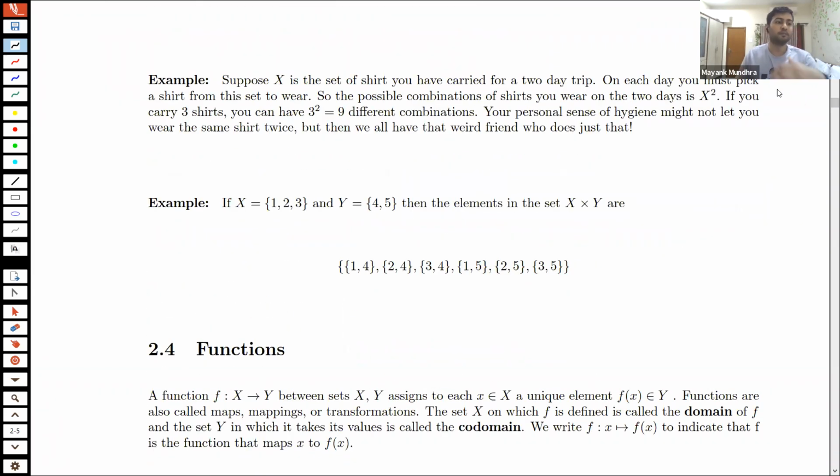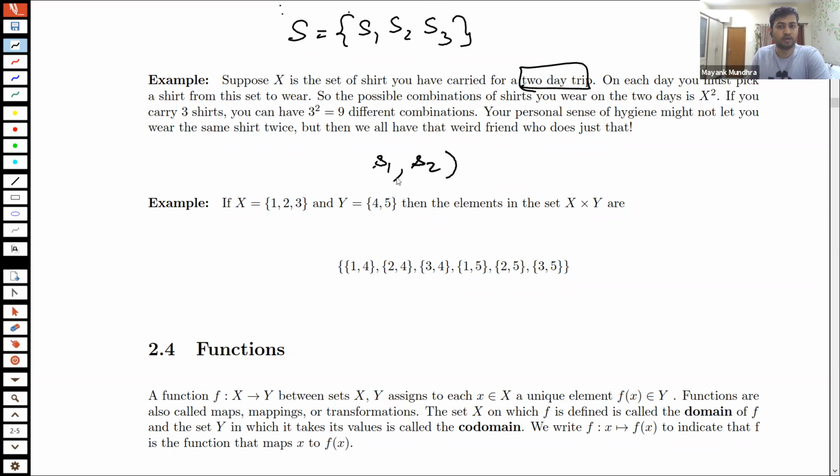Now you can also have the product of the same set with itself. Suppose you have a set of shirts with you, which is, let's say, shirt 1 and shirt 2, and you're out for a 2-day trip, deciding which shirt to wear on different days. Let's say shirt 3 is also there. So the possible combinations that you can wear will be shirt on day 1, small s, comma, shirt on day 2, which belongs to the set S cross S.